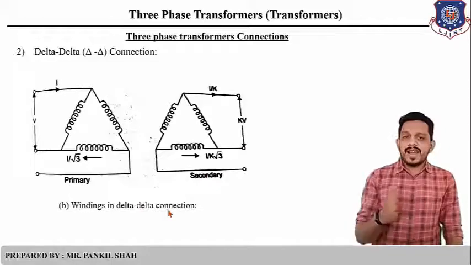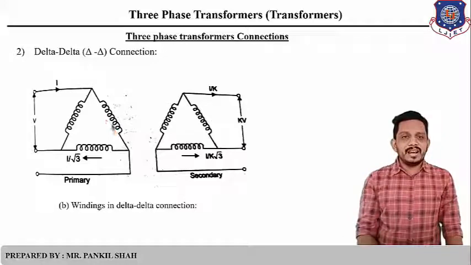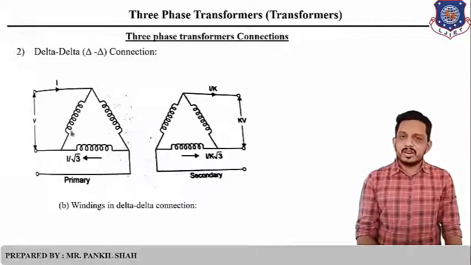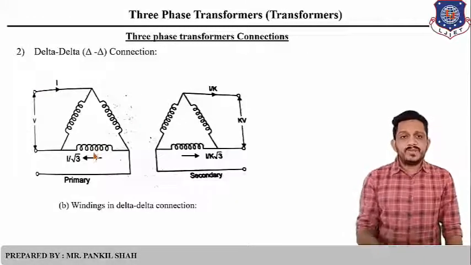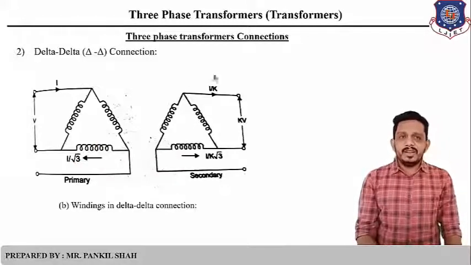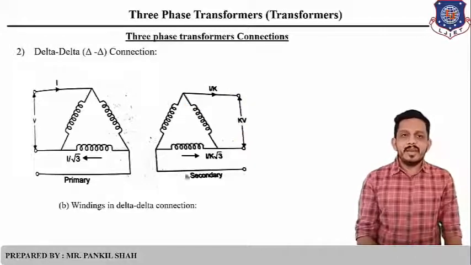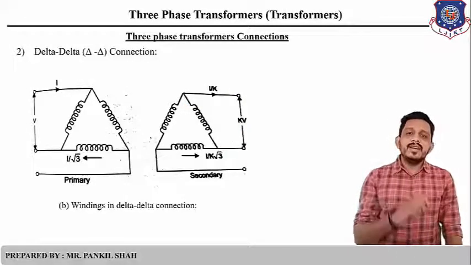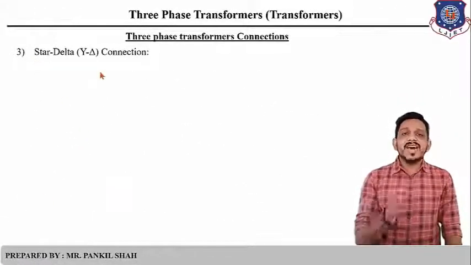If you want to draw the windings in delta-delta connection, then it will be like this. You can see that these windings are drawn in delta, and these windings are also drawn in delta. Here the voltage will be the same, but the current will be different. This is the line current. If you want to find the phase current, then you have to divide that by root 3. If you want to find the secondary quantity, then you have to multiply and divide. Again, as I told you, you have to divide or multiply the current to get the secondary parameters.